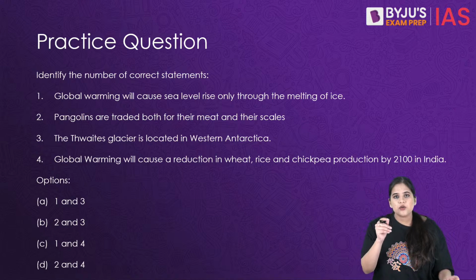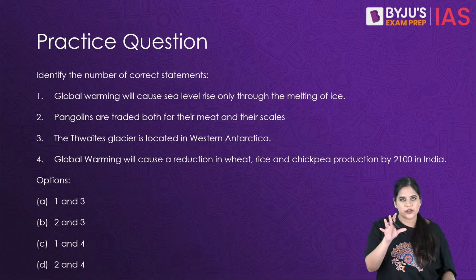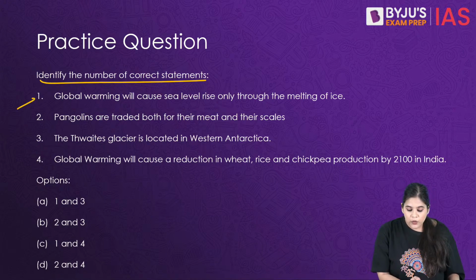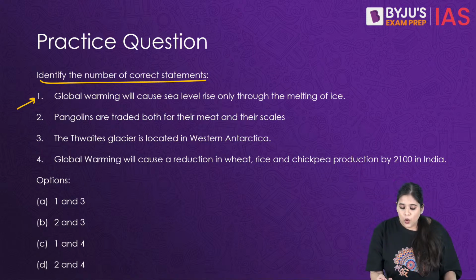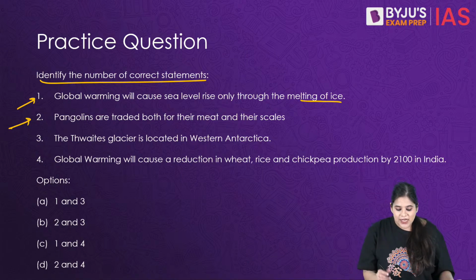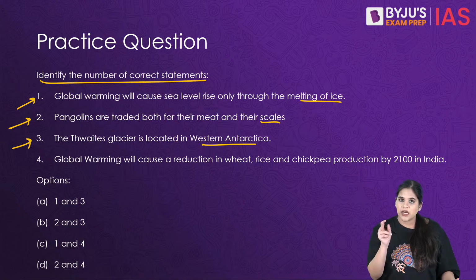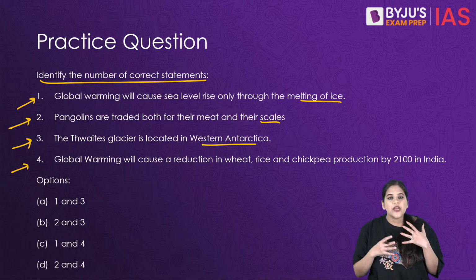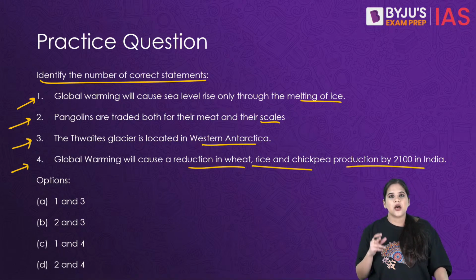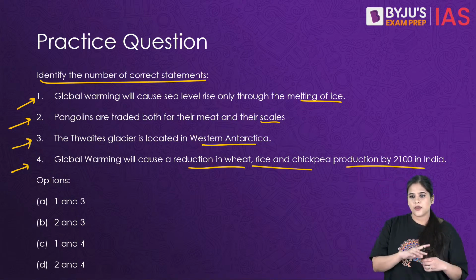Now here is a practice question for environment and ecology. I'll read out the question and you will have 5 seconds to answer it, okay? Identify the number of correct statements. Global warming will cause sea level rise only through melting of ice. Pangolins are traded both for their meat and their scales. The Thwaites Glacier is located in western Antarctica. Global warming will cause reduction in rice, wheat and chickpea production by 2100 in India. So these are the options. I'm giving you 5 seconds.